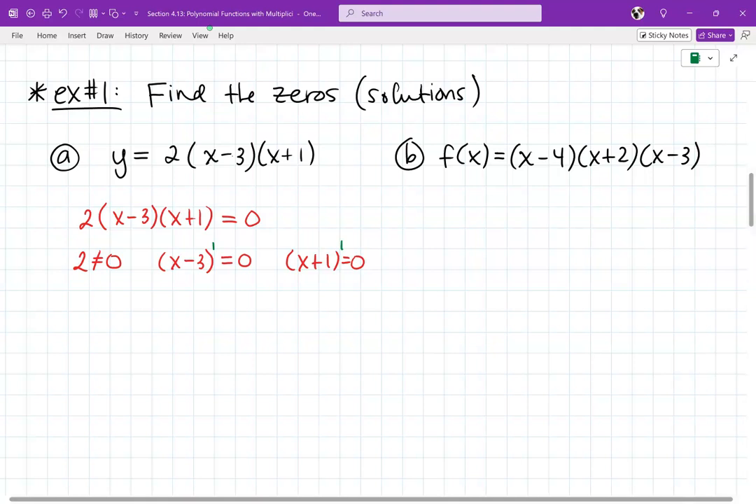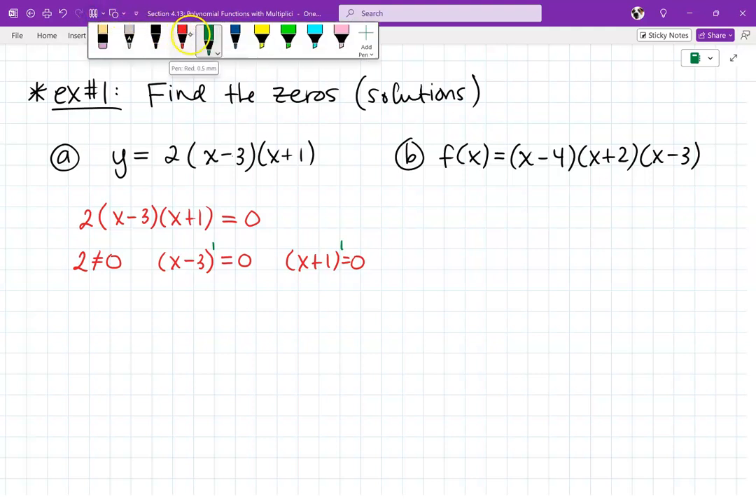So, remember how in the very beginning I said even and odd multiplicity, right? And when you're factoring, you're going to look at the power. And if the power is odd, then we say this has odd multiplicity. Okay? If the power is even, then we say it has even multiplicity. Okay? So, I can tell that these two answers for x minus 3 and x plus 1 are going to have an odd multiplicity. Okay?